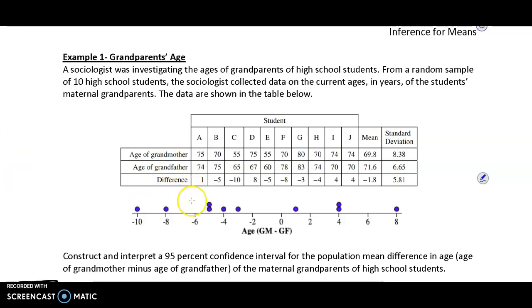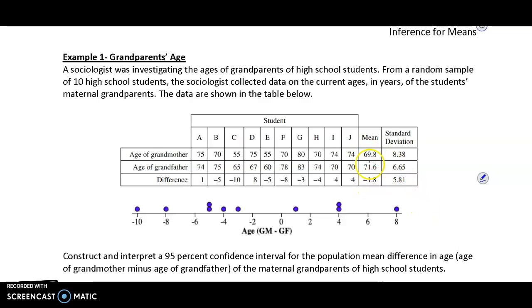So you'll notice that here, even though it's one student, student A, their mom's mom is 75 and their mom's dad is 74. So we take the difference. You'll notice that the mean and standard deviation are calculated for both different samples, right? Here's the grandmother, again, of the same 10 students. Here's the age of the grandfather, also the same 10 students, and they have these two different values. But what we're interested in is the differences. So these two statistics are computed from this one sample of the differences.